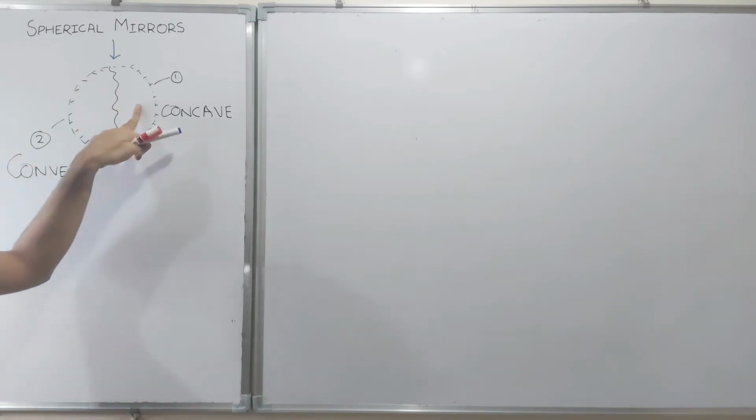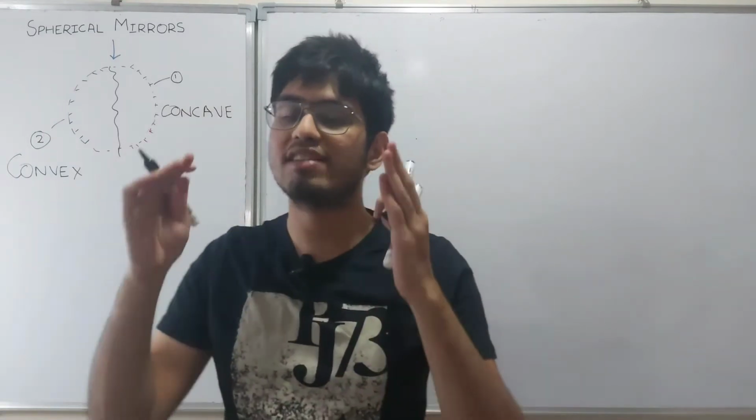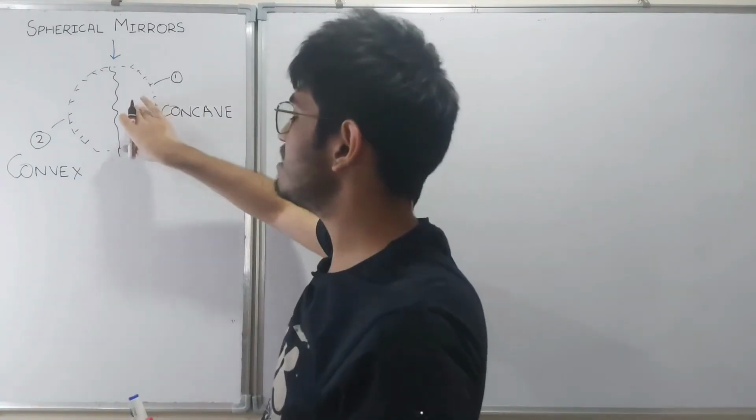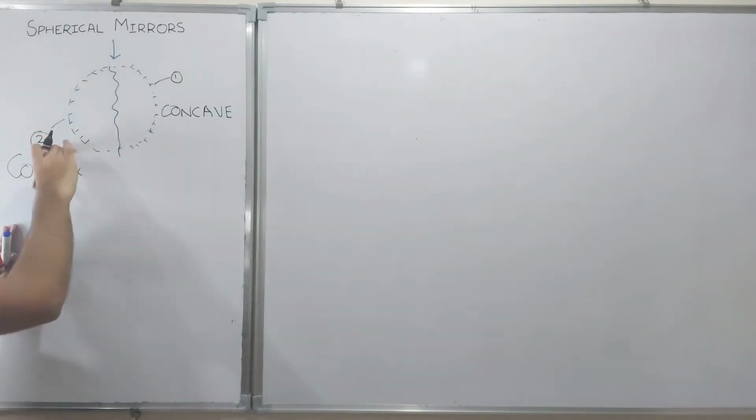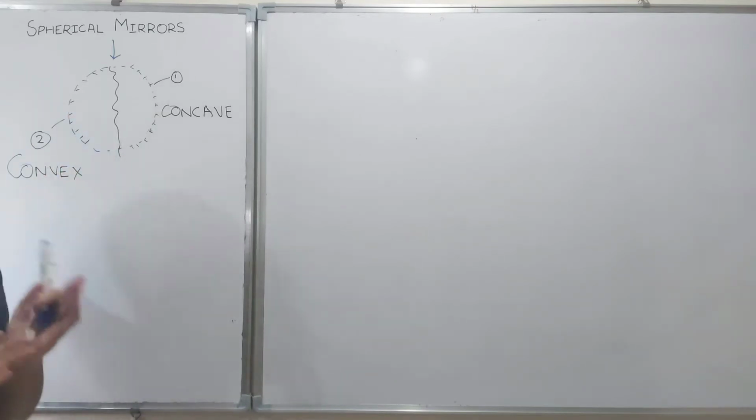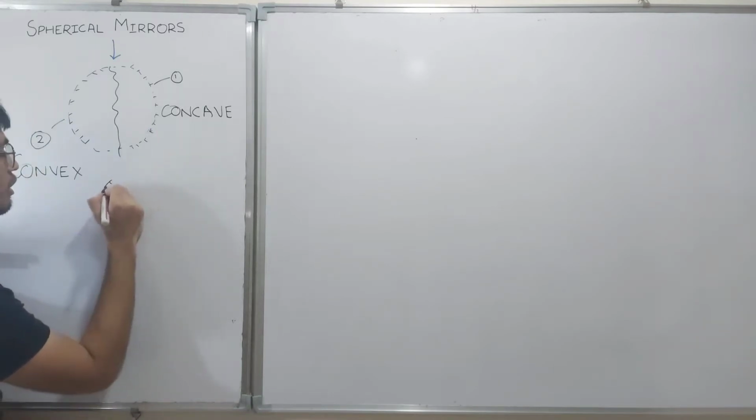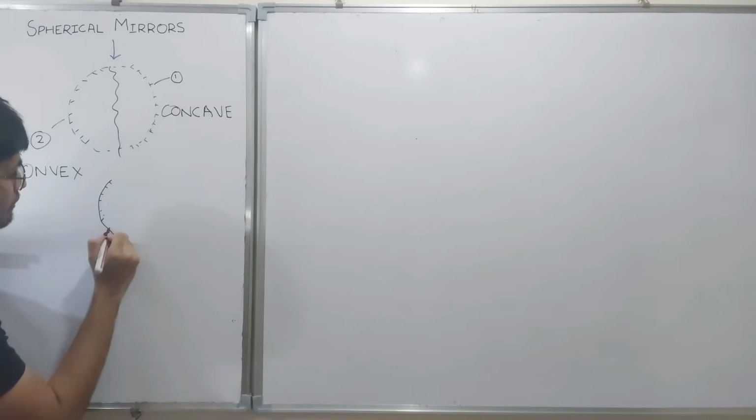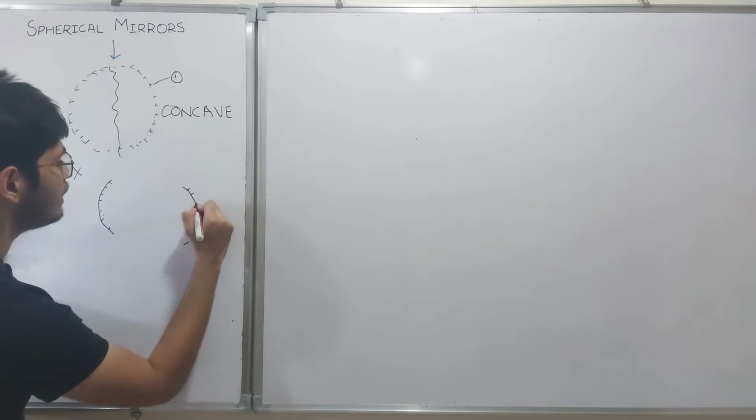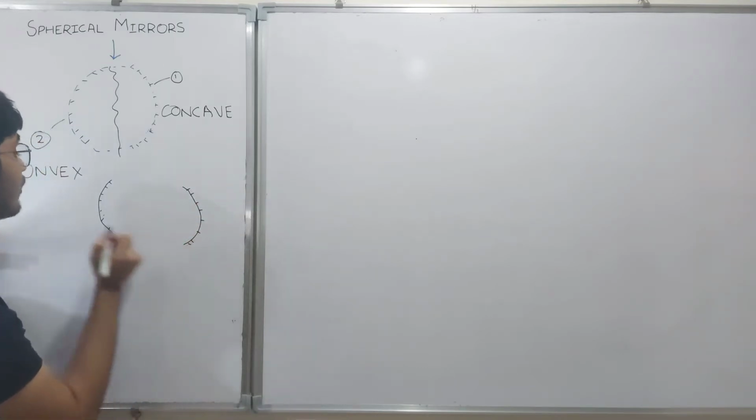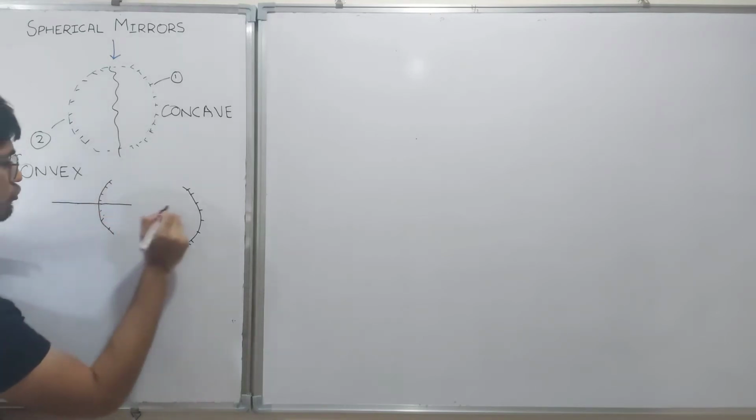This is the reflecting surface. The inner portion is the reflecting surface and the outer portion is known as the polished surface. In the case of the convex mirror also, this is the reflecting surface and this is the polished surface. If I draw a smaller view of these mirrors, this is a convex mirror and this is a concave mirror. There are two types of spherical mirrors, convex and concave. We are now going to look at various terminologies for these mirrors.